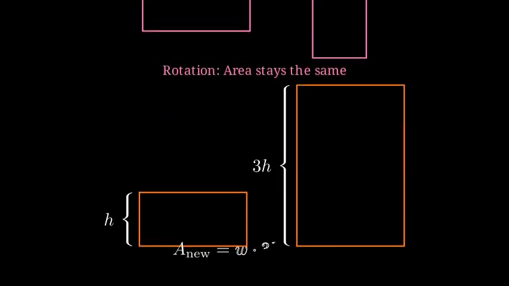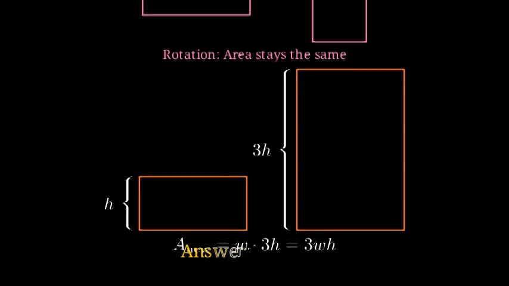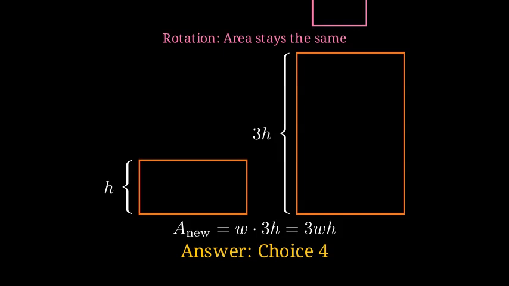Now, look at a vertical stretch by a scale factor of 3. The width stays the same, but the height triples. That makes the area 3 times larger. This is the only transformation that changes area. So the correct answer is choice 4, the vertical stretch.